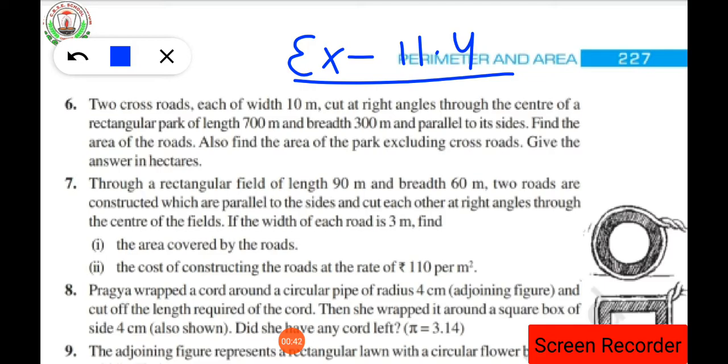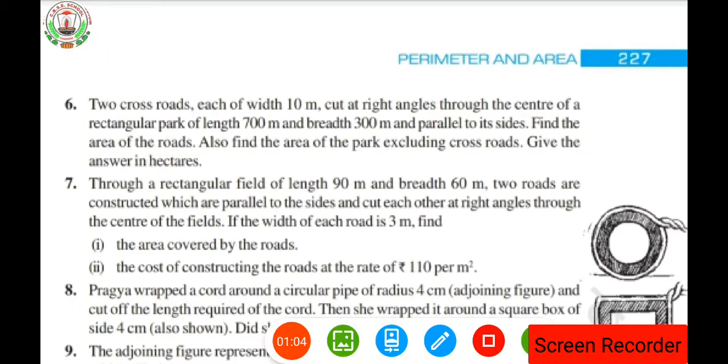In this video, we are going to do questions 6, 7, 8 and 9. These are the questions which occur on the screen. So, in the first question, it is said that we have a rectangular park whose length is 700 meter. That means length is given as 700 meter. Clear? And breadth is given as 300 meter. Can you see the screen?